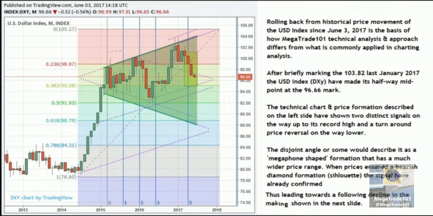As most of you are quite familiar with the chart formation here from our previous market presentations, we would like to roll back from historical price movements where the US dollar index traded since June 3rd of 2017. This is actually the basis of how we at Megatrade 101 approach technical analysis, and the approach differs from what is commonly applied in charting analysis.